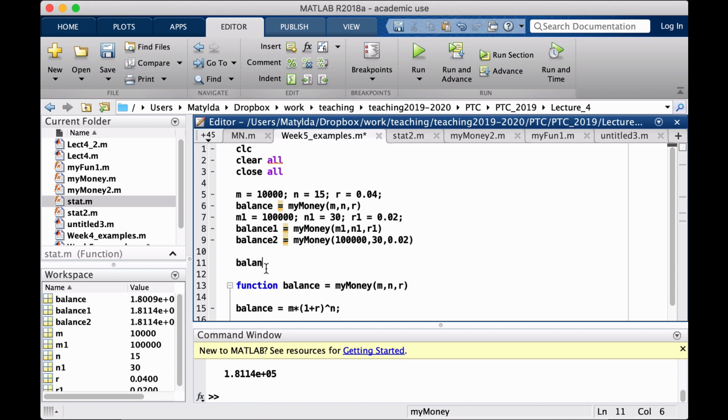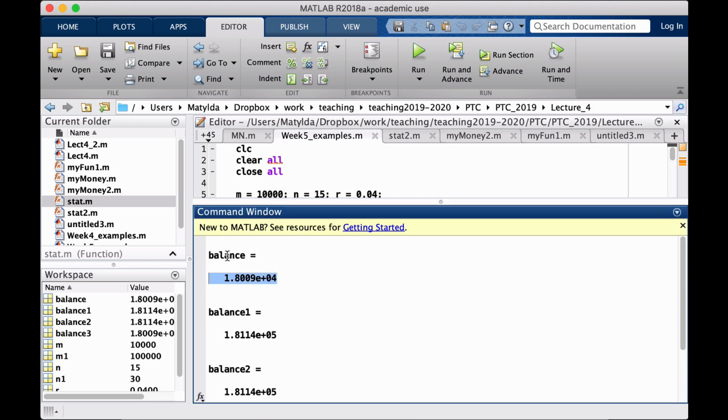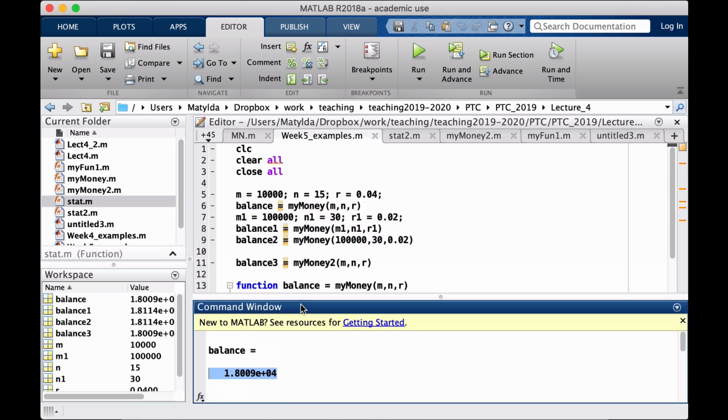So now I'll just say balance 3 and my money, and for instance I will use again those M, N, R values, and of course not my money anymore. I want to use the one from the file, which is actually called my money2. So we run, and you can see that now this balance 3 was done with the same arguments as the very first balance calculation, so now these values are the same.